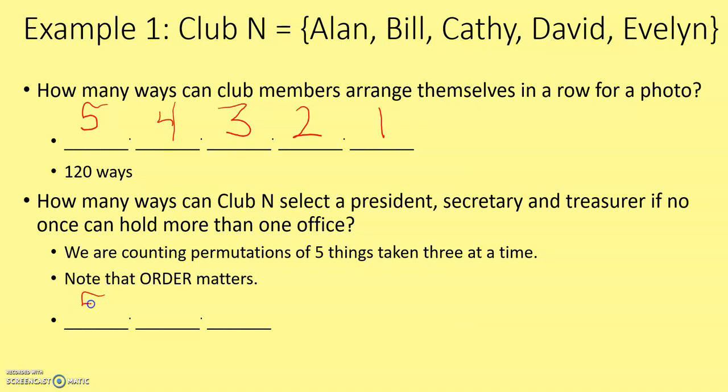5 people could be the president, but then 1 person is selected for the presidency. 4 people could be the secretary, then 1 person is selected for the secretary, times 3 people that could be chosen for the treasurer. There are 60 ways Club N can select a president, secretary, and treasurer.